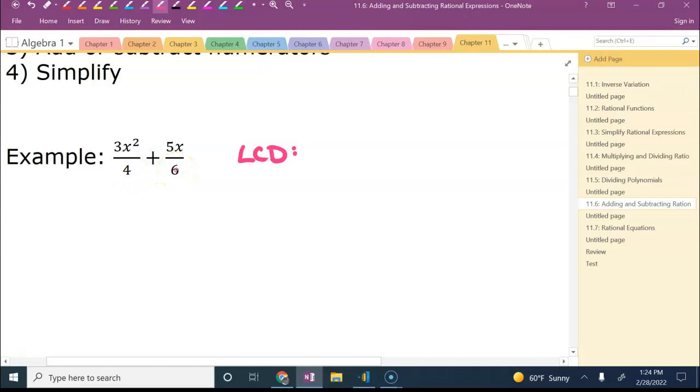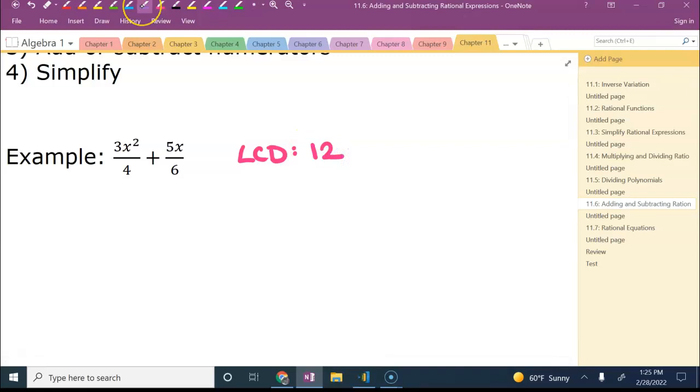Now there's lots of options here. 4 and 6 can go into a lot of the same numbers, but you want to try to pick the smallest, because it's going to help you out in the end so that you're not having to do a whole bunch of extra simplifying at the end of your problem. I'm thinking about the number 12 because I know 4 can go into 12 and so can 6, and I think that's the smallest LCD that we're going to find.